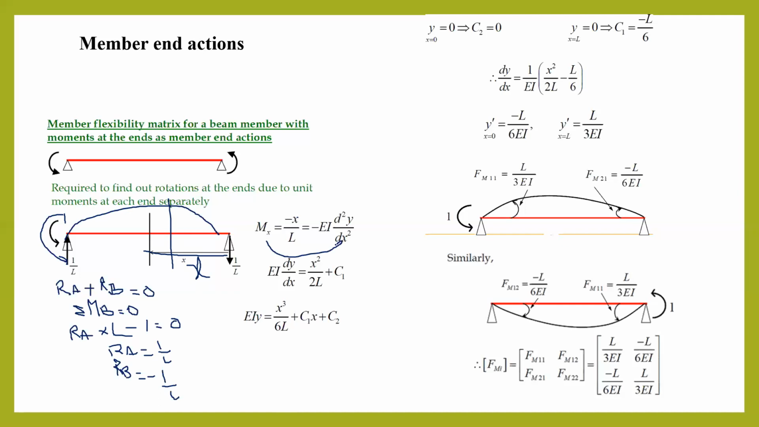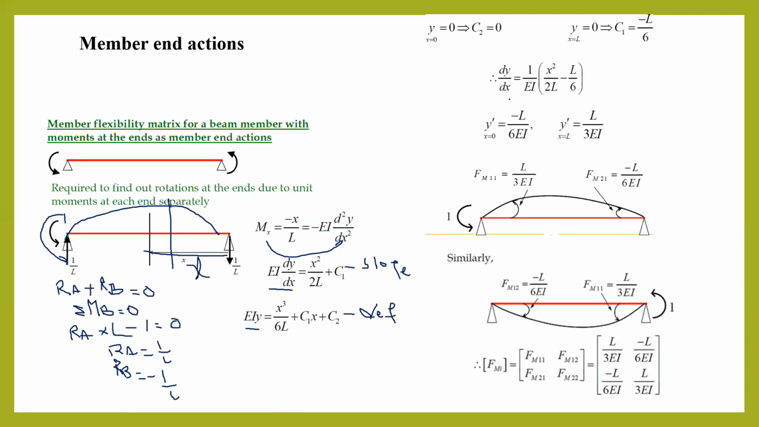So this is the moment curvature relation. M is equal to minus EI d square y by dx square. When we integrate it, EI dy by dx. When we double integrate, EI y. So this is the slope. This expression is for slope, and this expression is for deflection.